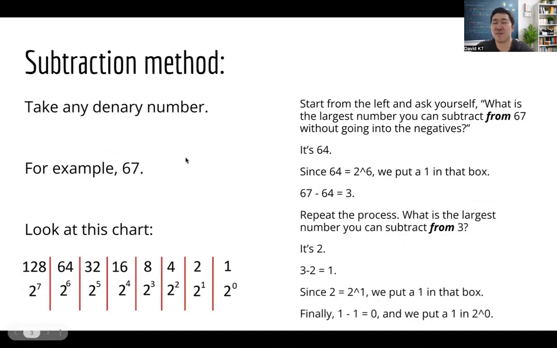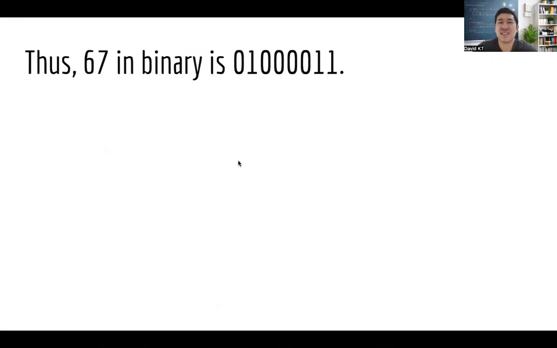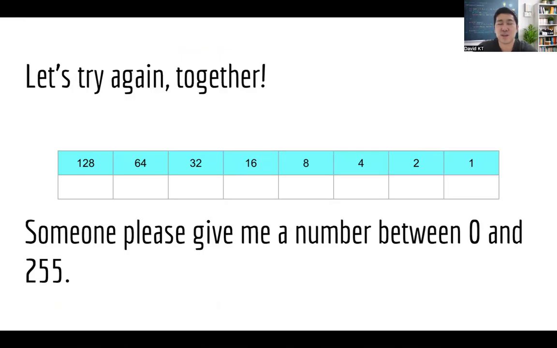This is what I just explained. So again, 67 in binary is 0, 1, 0, 0, 0, 0, 1, 1. Let's try another one. In a live class, I would have students give me a number. Since we're doing a recorded class, I'll just make up the number. How about 113? No reason, I just made that up.